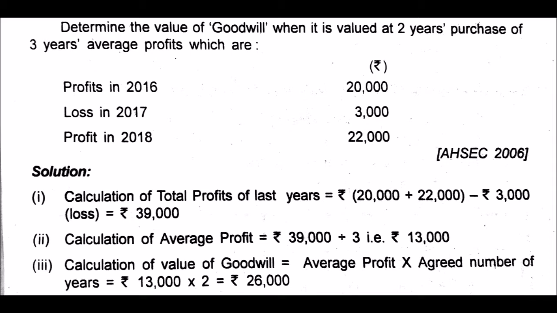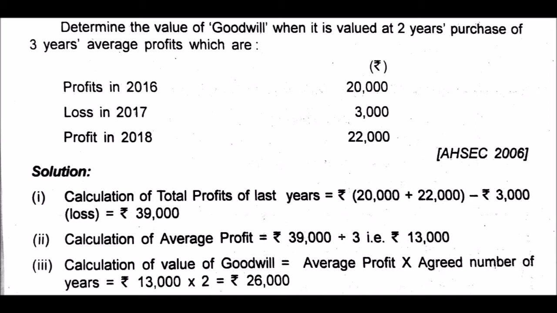So add the profit of the 2 years, 2016 and 2018, so 20,000 plus 22,000, and deduct the loss. In the year 2017, you made a loss of 3,000. So 20,000 plus 22,000 minus 3,000 comes up to be 39,000. The next step is calculate the average profit. 39,000 divided by 3, that is 13,000 is the average profit.